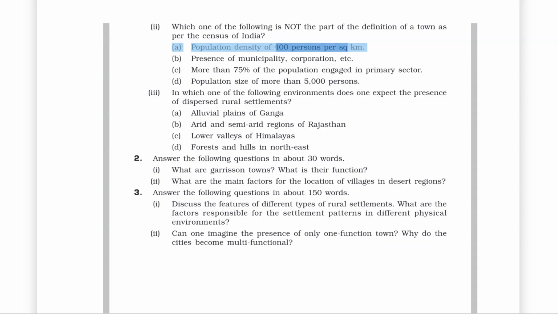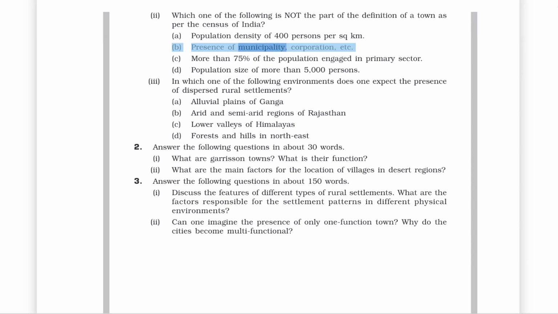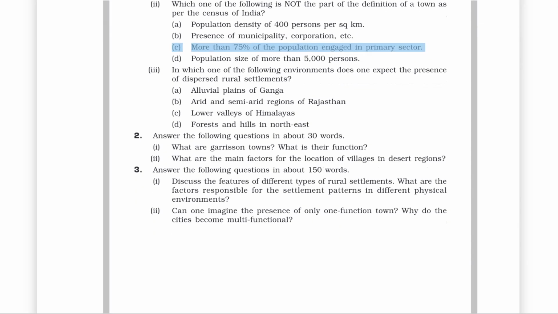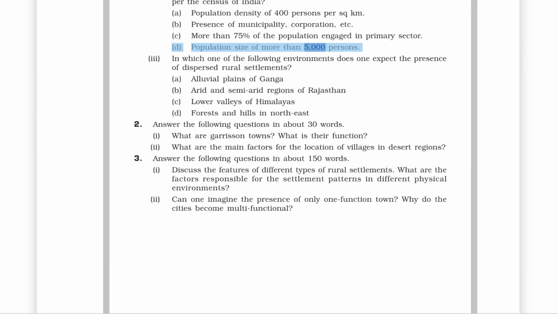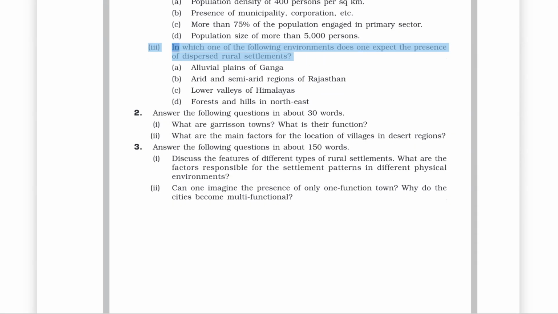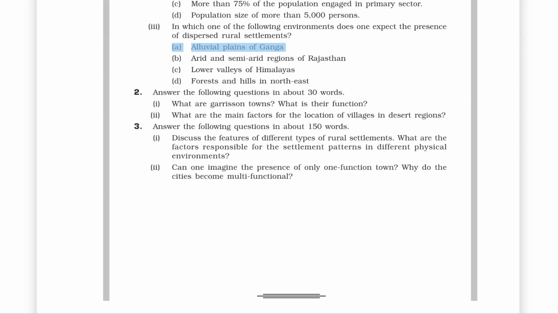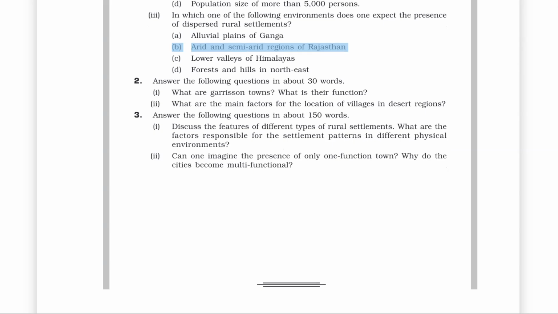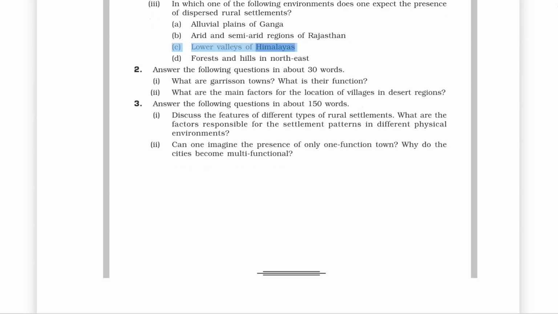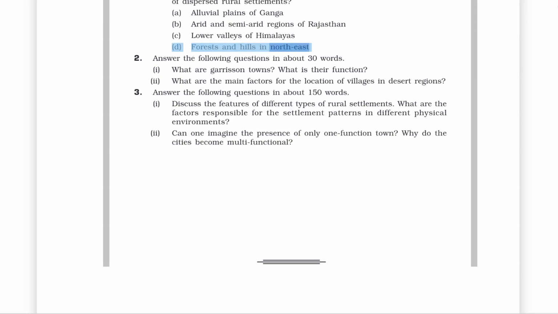density of 400 persons per square km. B. Presence of municipality, corporation, etc. C. More than 75% of the population engaged in primary sector. D. Population size of more than 5,000 persons. 3. In which one of the following environments does one expect the presence of dispersed rural settlements? A. Alluvial plains of Ganga. B. Arid and semi-arid regions of Rajasthan. C. Lower valleys of Himalayas. D. Forests and hills in northeast.